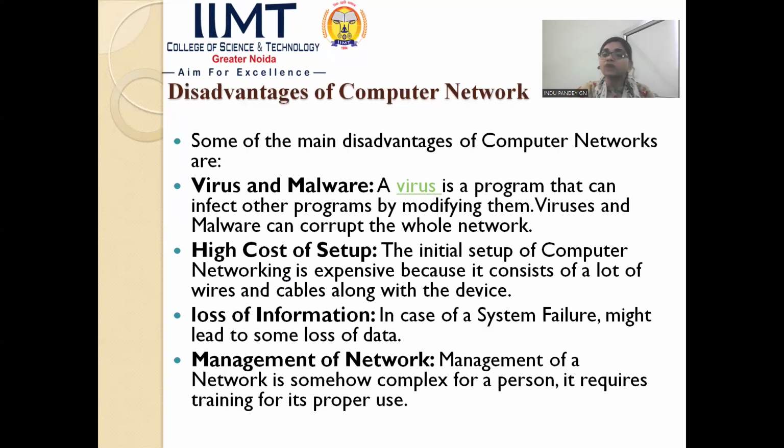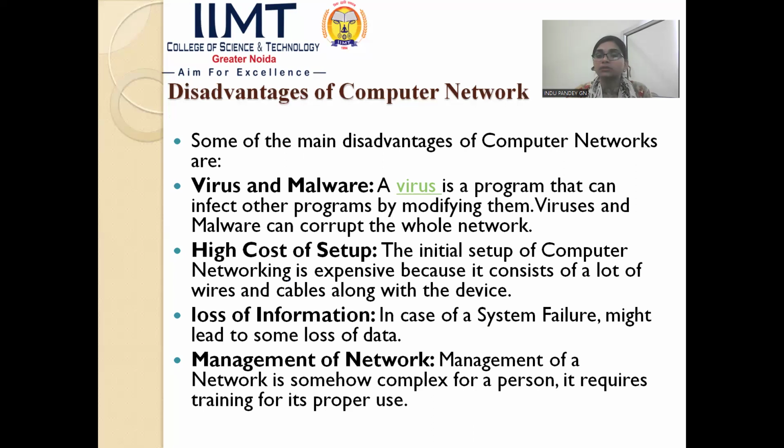What are the disadvantages of computer networks? There are mainly various kinds of disadvantages. Some of them are viruses and malware. A virus is a program that can infect other programs by modifying them in a negative way. Viruses and malware can corrupt the whole network, so we should have the responsibility to remove viruses and malware from our system in order to have proper communication between the devices.